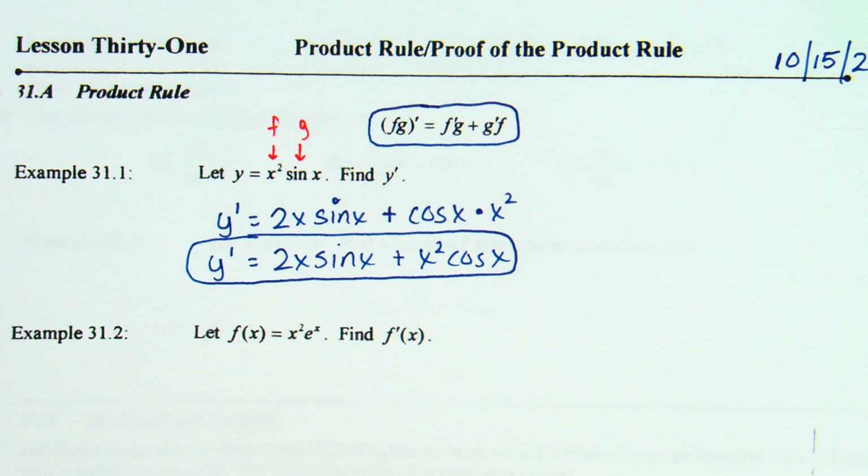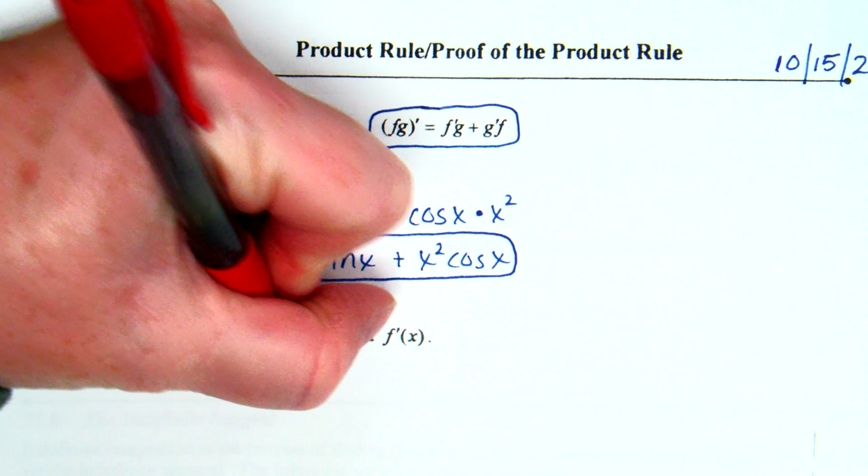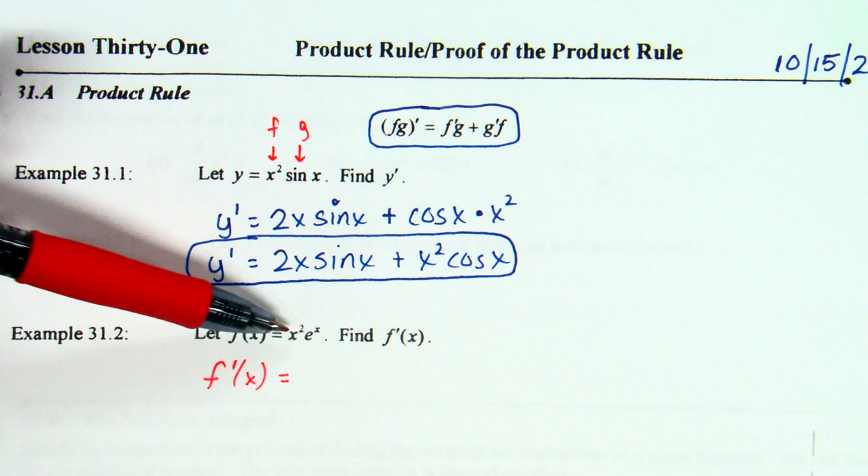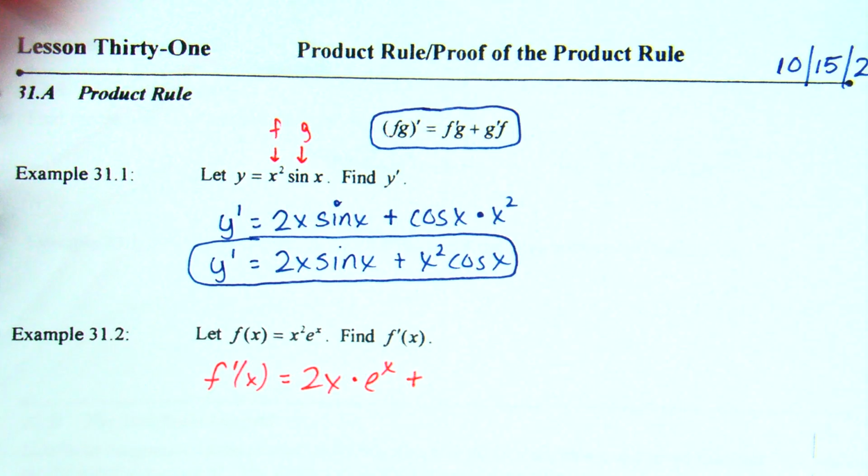So, okay, you ready for example 2 then? f of x equals x squared e to the x. You're being asked to find f prime of x. Thoughts? You want to do the same thing as before, but with x squared and e to the x. So derivative of x squared is 2x. Keep the e to the x. Then it's a plus.